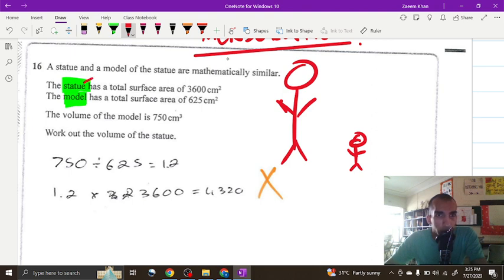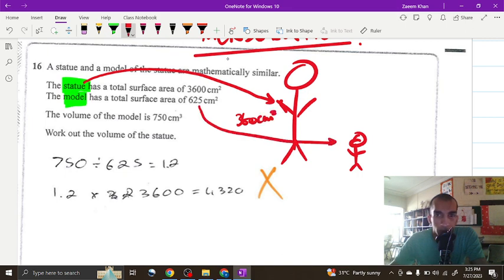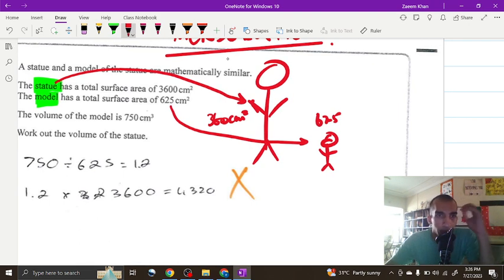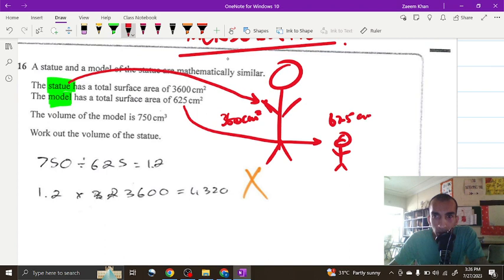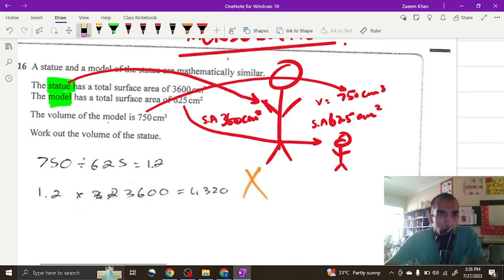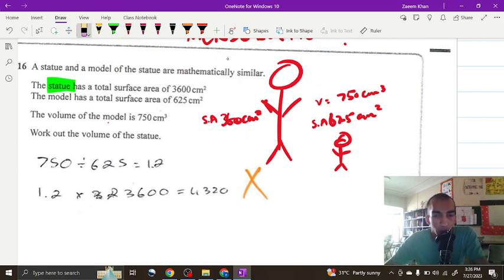The statue has a total surface area of 3600 centimeters square. The model has a surface area of 625 centimeters square. And then they've told me that the volume of the model, the small one, is 750 centimeters cube. If it helps you, you can also draw these shapes in your exam.